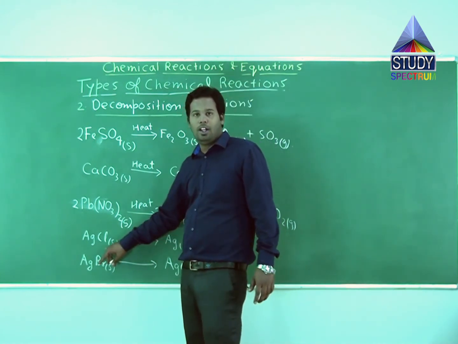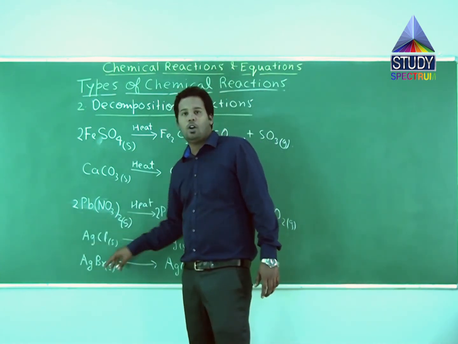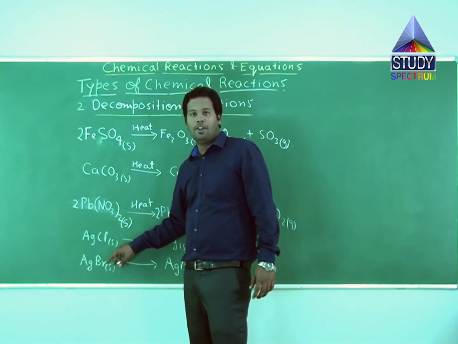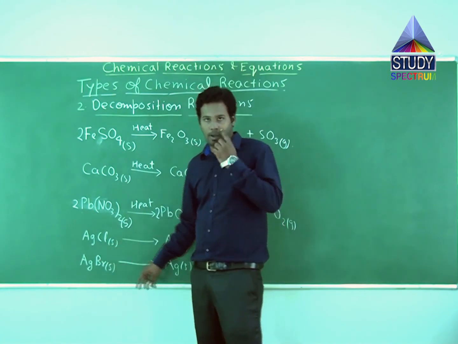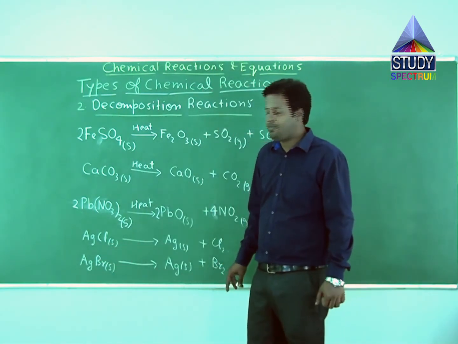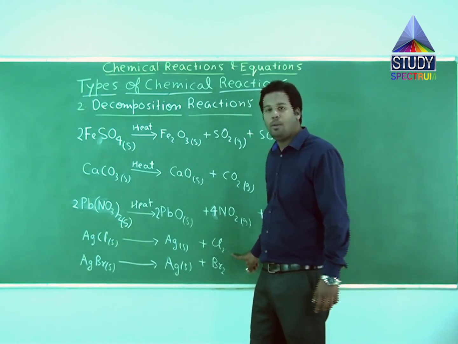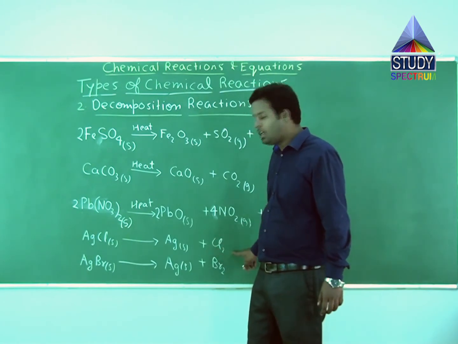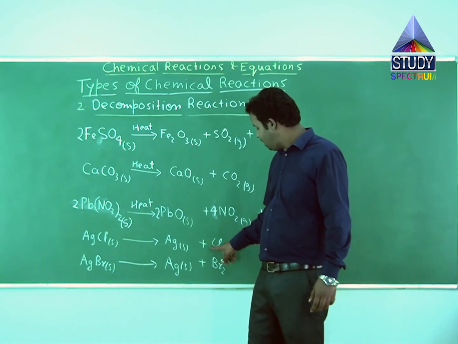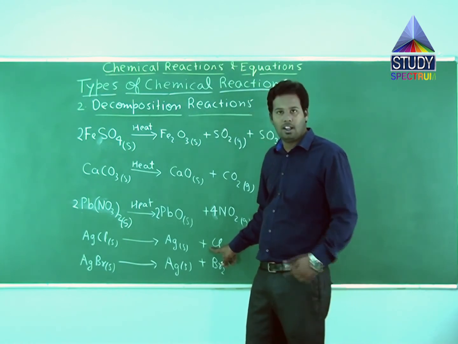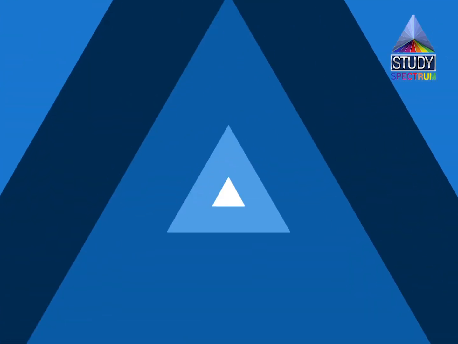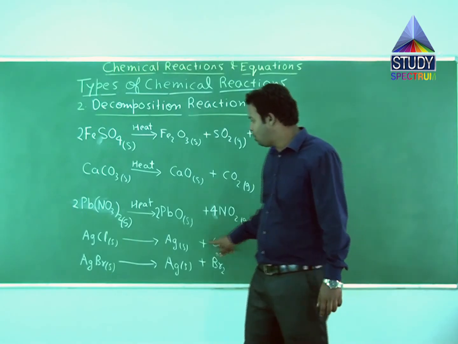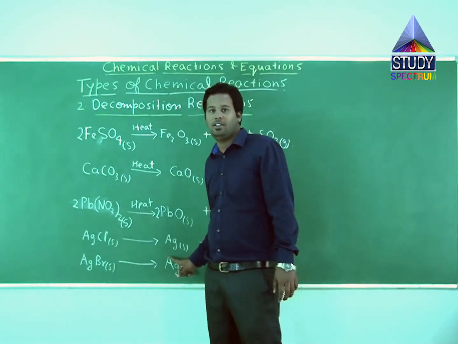If you talk about chlorine, the stoichiometric coefficient of AgCl is 1, the suffix of Cl in AgCl is 1, so the number of atoms of chlorine will be 1 into 1, that is 1 in LHS. Whereas if you talk about RHS, the second product only contains chlorine. The stoichiometric coefficient of Cl2 is 1, as nothing has been written there. The suffix of chlorine in this molecule is 2, so the number of atoms of chlorine is 1 into 2, that is 2. So we have to balance chlorine in LHS and RHS.